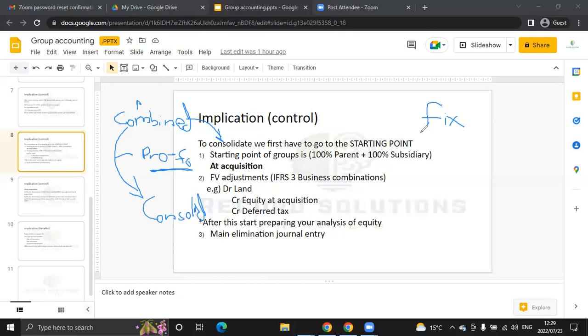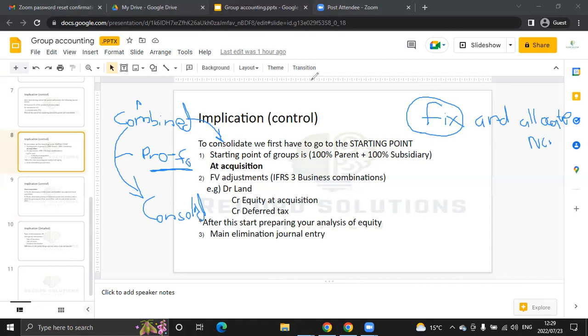So the first thing is you fix. Those are what these entries do: they fix and allocate. After fixing, there are journal entries that you use to allocate. And where do you allocate? Allocate to non-controlling interest, and I will explain what that means. So these pro forma journal entries do one of the two: either they fix or they allocate to non-controlling interest.